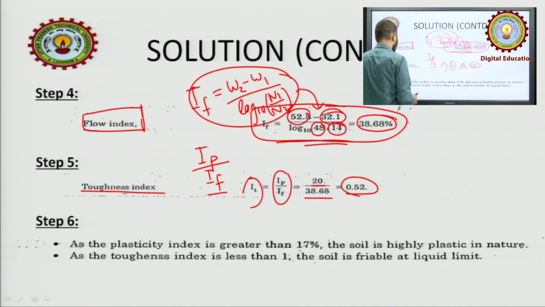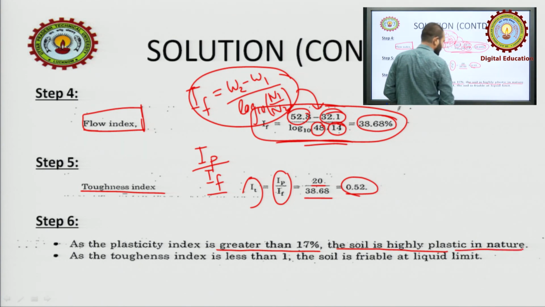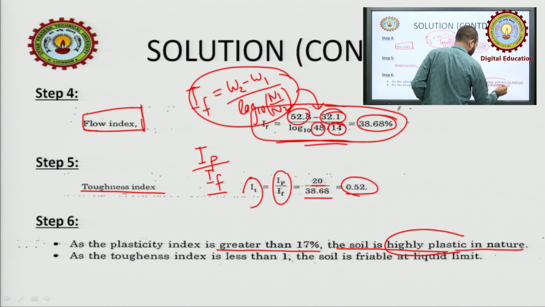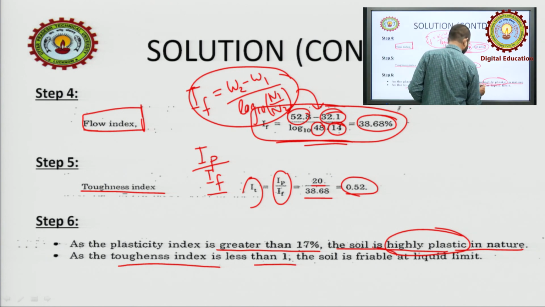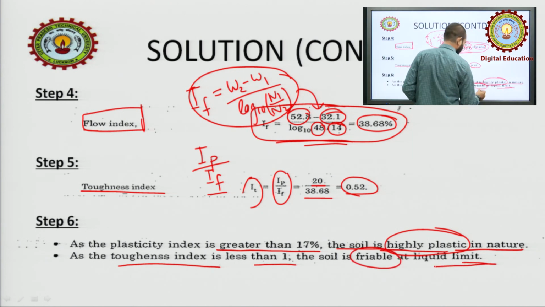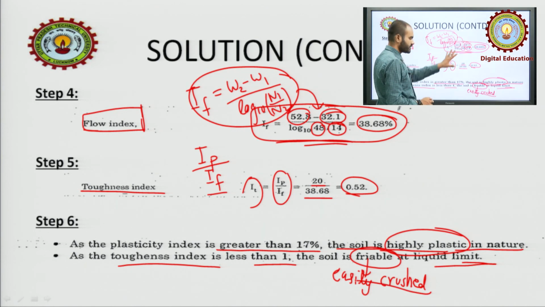Now, if you remember the chart for plasticity index, since the plasticity index is greater than 17, the soil has high plasticity in nature. This soil is highly plastic. Toughness index is less than 1, so it is friable. At liquid limit it means it can be easily crushed. Okay. So, this was it about this question.